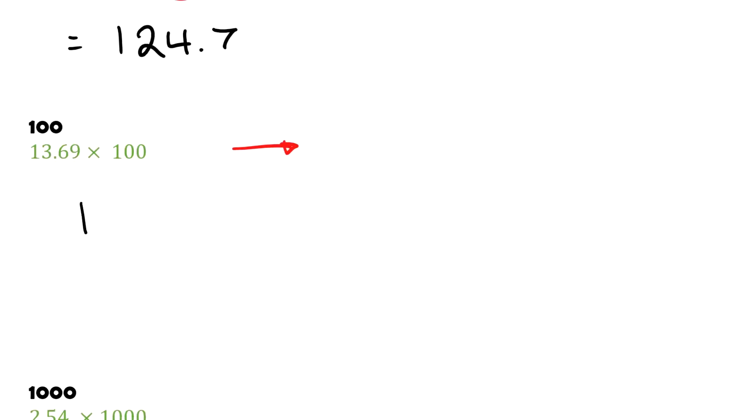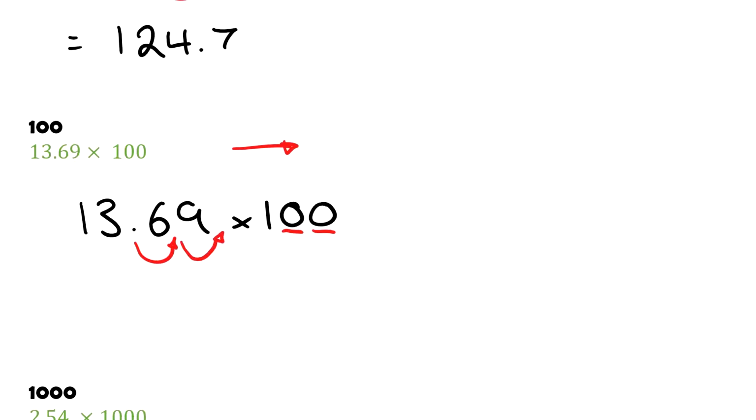So if we look at the next one, again, we're multiplying, so the decimal place is going to move this way. We have 13.69 times 100. There are 2 zeros, so our decimal place is going to move twice. So 2 positions to the right. So we get 1369 point. You don't really need the point because there's nothing else after it, but it's 1369.